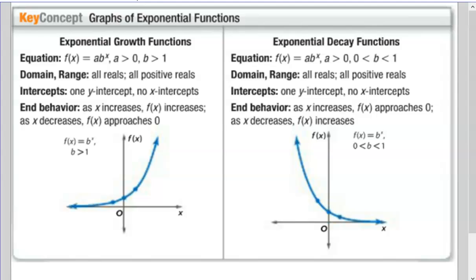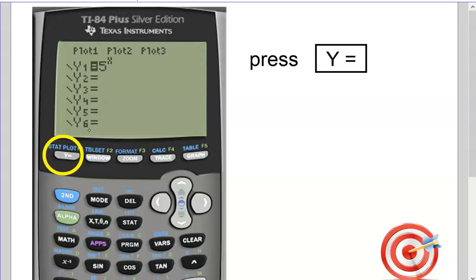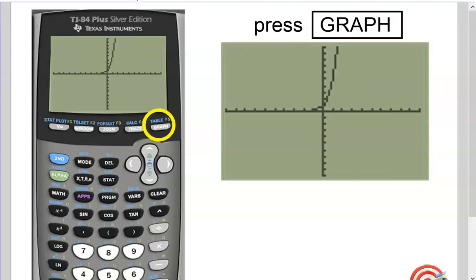So why don't we take a look at our graphing calculator and just kind of see if we can enter a function in and see if it gets this nice kind of what we call J-shaped curve, right? So let's turn our calculators on, and let's go to our y equals button, and why don't you try entering this function here, y equals 5 to the x. So press your y equals button, and that's how you're going to enter your equation into your graphing calculator. And then you can look at the graph by pressing the graph button.